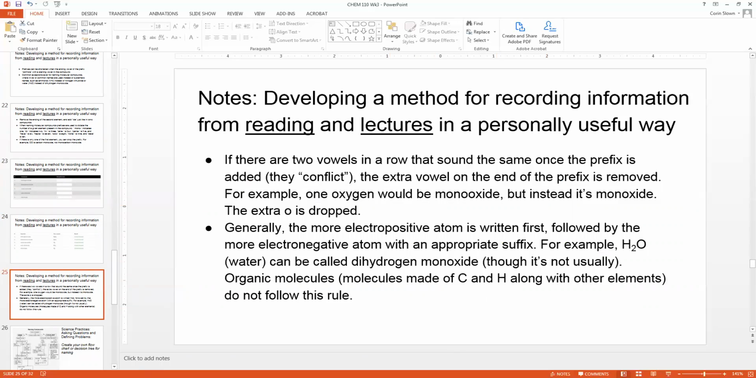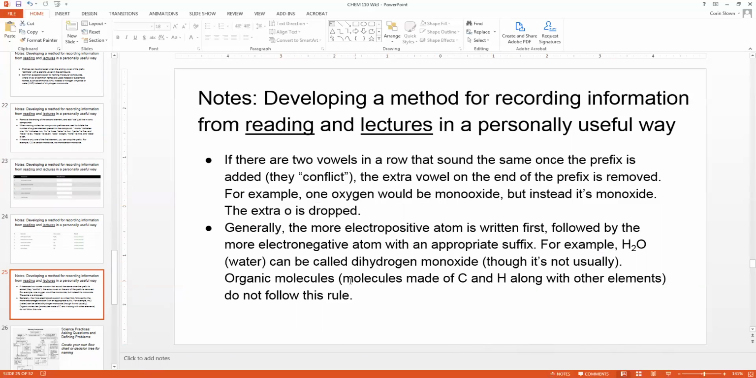If there are two vowels in a row that sound the same once the prefix is added, or they conflict, then the extra vowel on the end of the prefix gets removed. So for example, one oxygen would be mono-oxide, but instead it's monoxide, the extra O is dropped. And generally, the more electropositive atom is written first, followed by the more electronegative atom with an appropriate suffix. So for example, H2O or water can be called dihydrogen monoxide, although it's not usually.